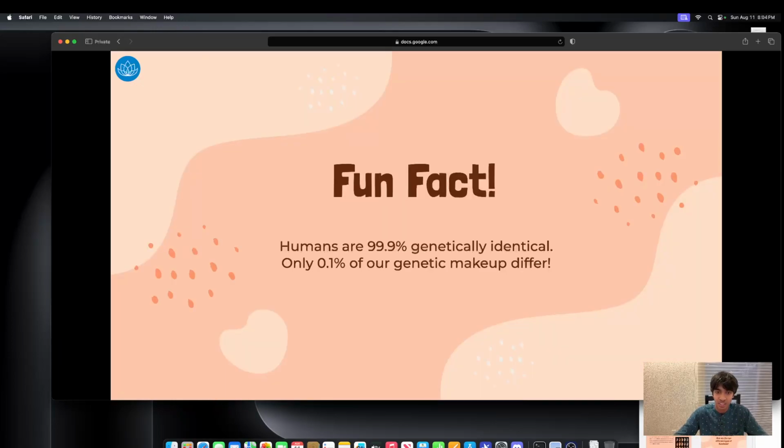So fun fact, humans are 99.9% genetically identical. Only 0.1% of our genetic makeup differs. This is a really cool fact, right?